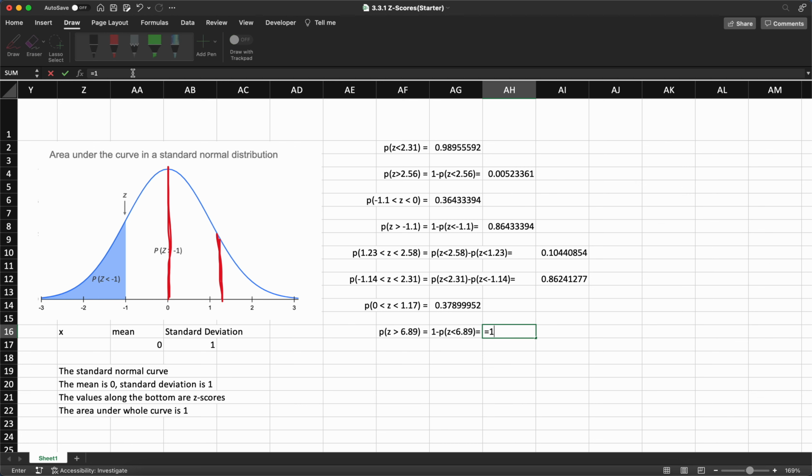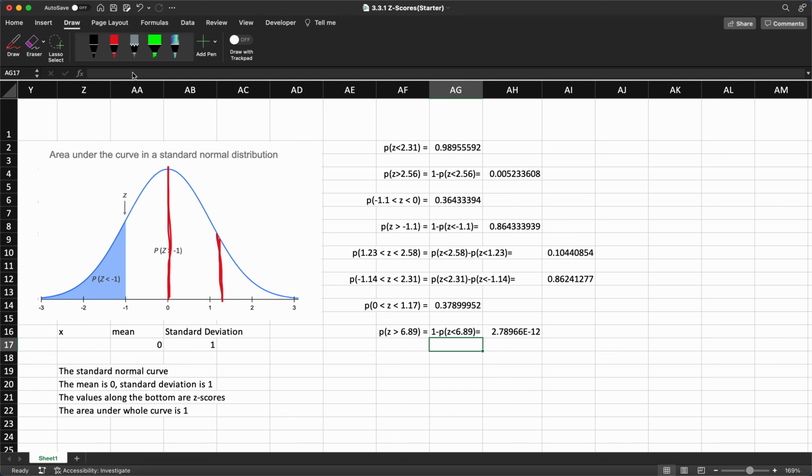So we're going to do 1 minus norm.dist. We're going to do 6.89, comma 0, comma 1, comma true. And what do we get? We get 2.789 times 10 to the negative 12, which is 0.00000000279. Let's just call it 279.